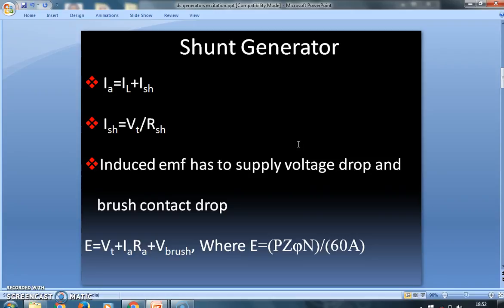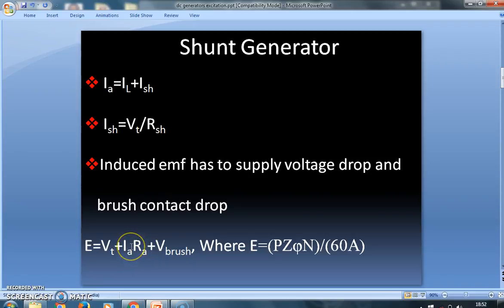This is because when armature current IA flows through the armature winding, due to the armature resistance RA, there is a voltage drop across the armature winding which is equal to IaRa. The induced EMF has to supply this drop along with the terminal voltage Vt. So to keep the IaRa drop to a minimum, the resistance of the armature is designed to be very small.